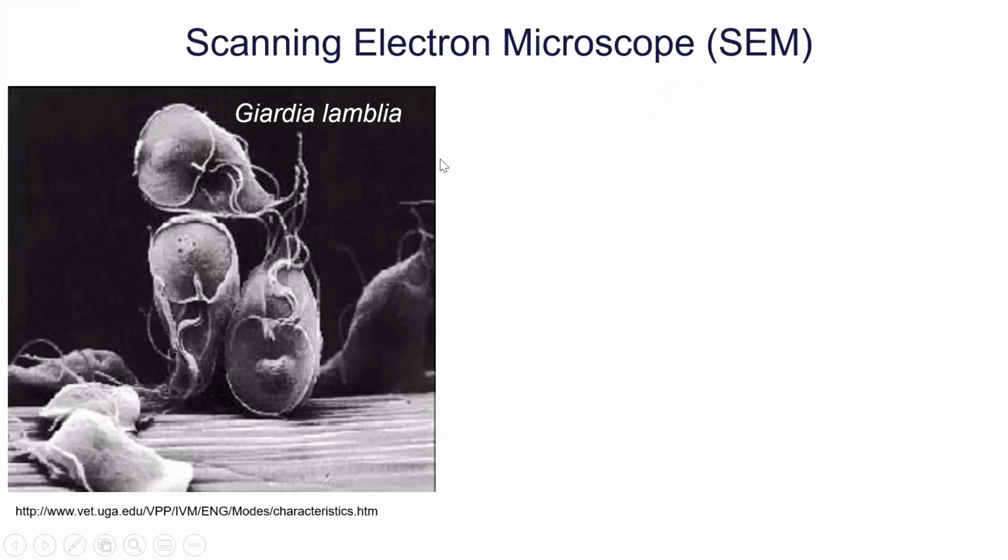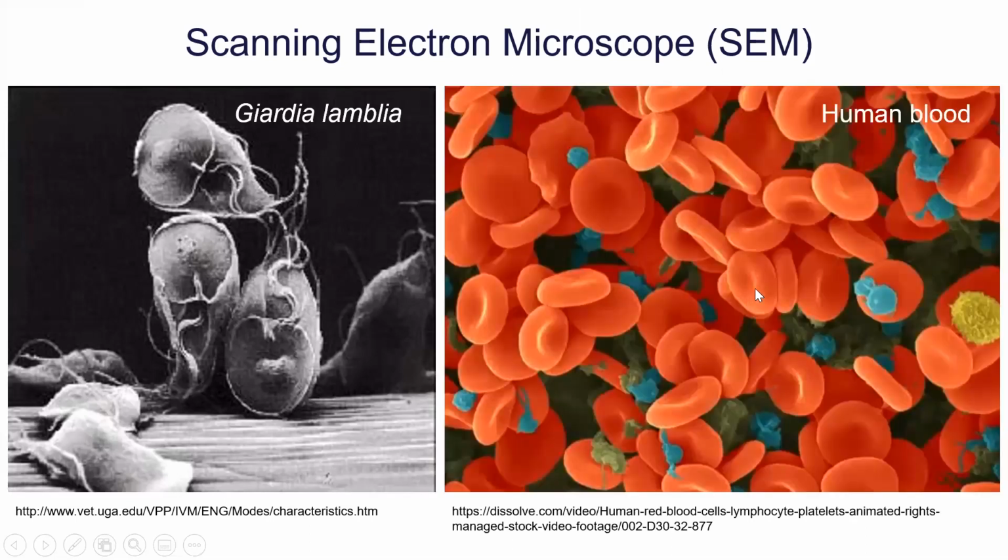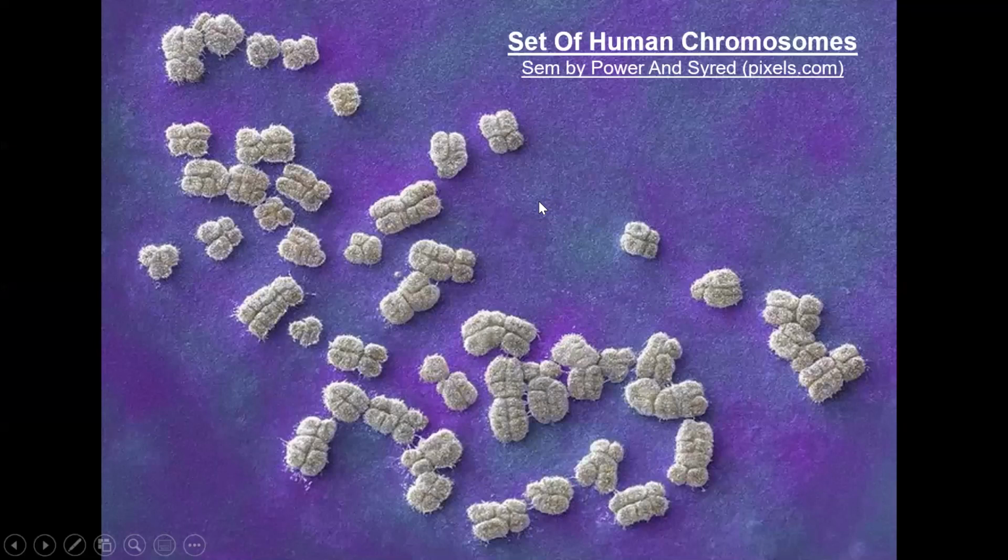Here's a few more pictures. And like I said, I'll write down some notes for you in a moment. There's Giardia again. And there's some human blood that's been colorized and really pops out at you. There's some human chromosomes. Again, lots and lots of detail, which is really what we want. We love detail.